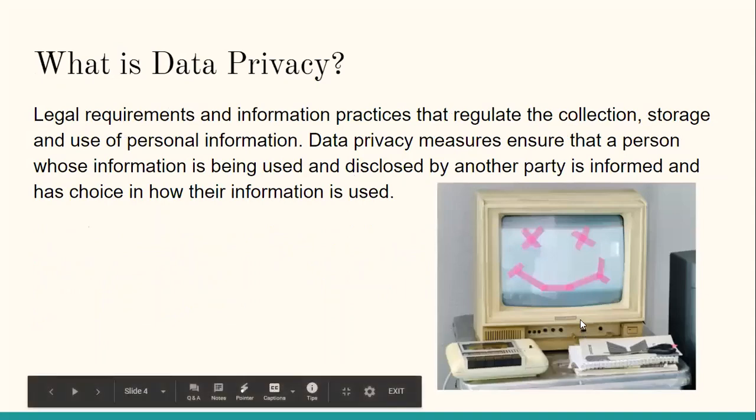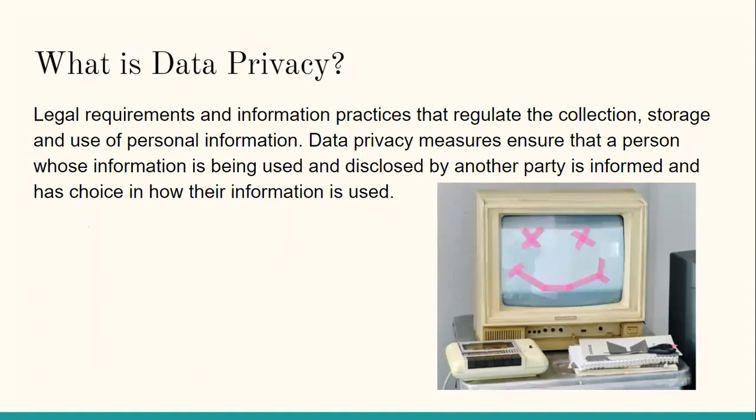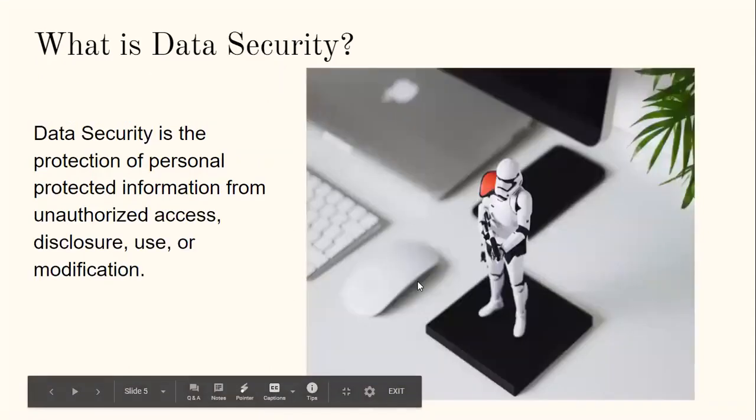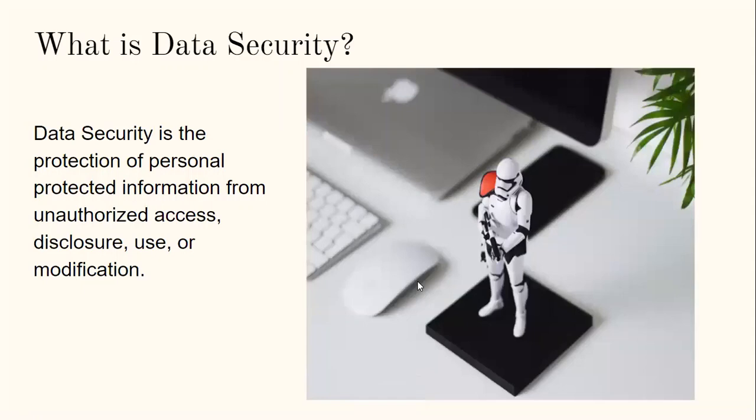What is data privacy? Data privacy is legal requirements and information practices that regulate the collection, storage, and use of personal information. Data privacy measures ensure that a person whose information is being used and disclosed by another party is informed and has choice in how their information is being used. What is data security? Data security is the protection of personal protected information from unauthorized access, disclosure, use, or modification.